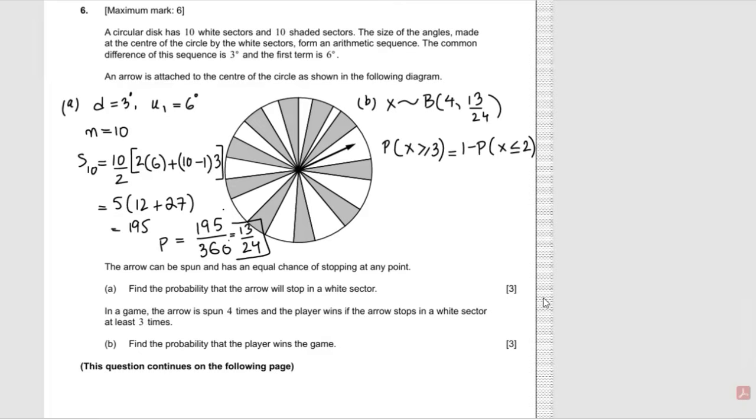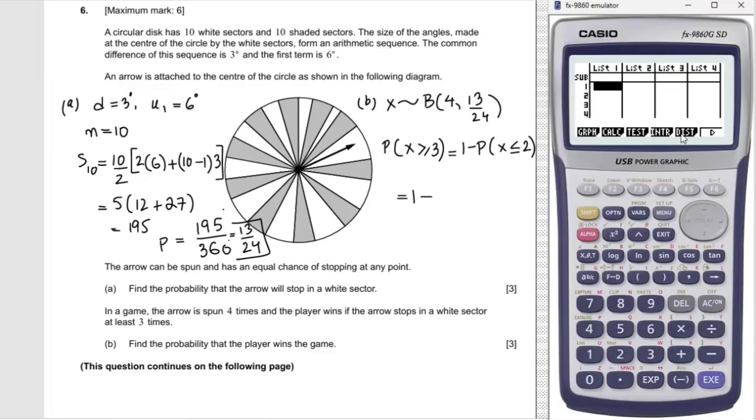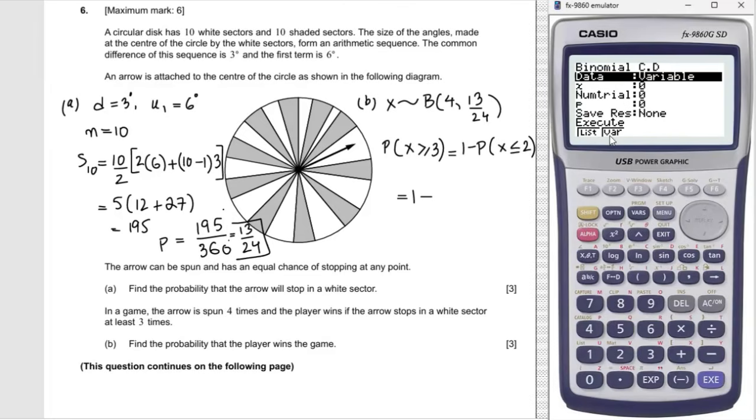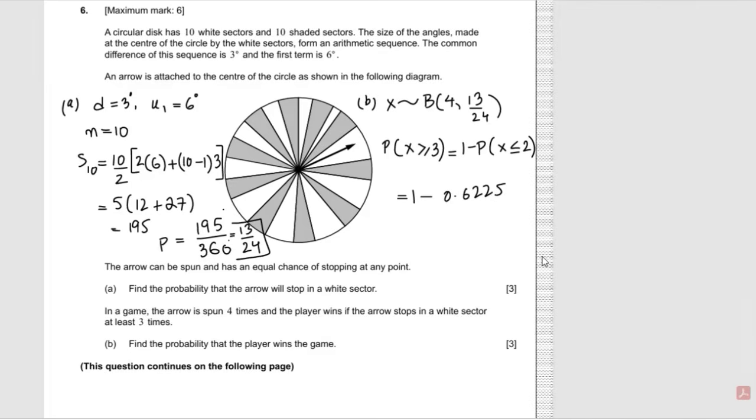So for this, you need binomial distribution. 1 minus, how do you get this part? I go to menu, stats, distribution, binomial, and go to CD. Since this is an inequality, choose variable. X is 2, number of trials is 4, the fixed constant probability of success is 13 over 24, and let's execute. And I'm getting 0.62255.